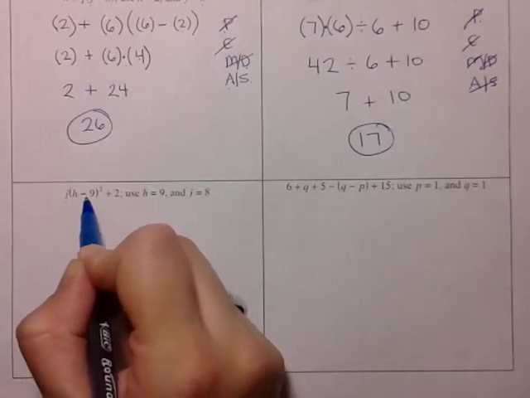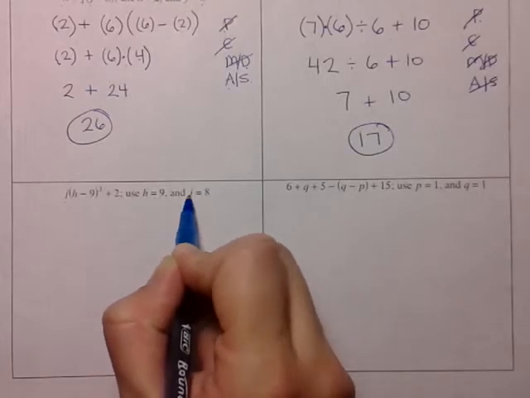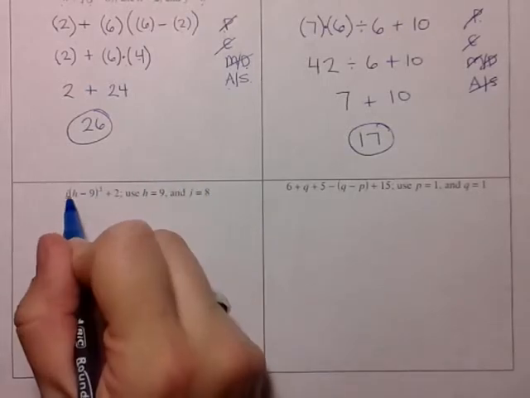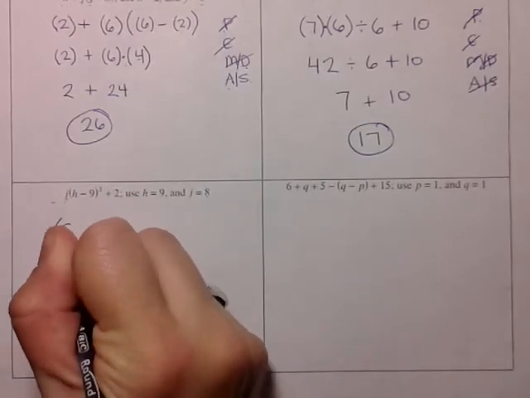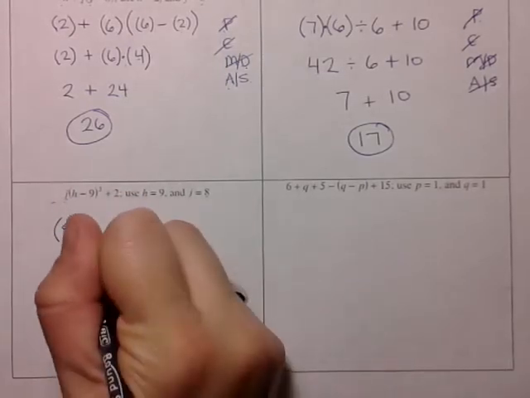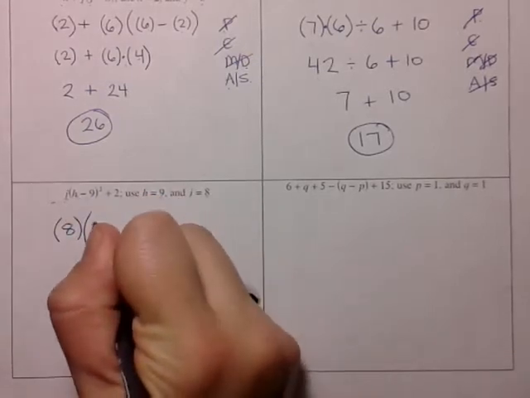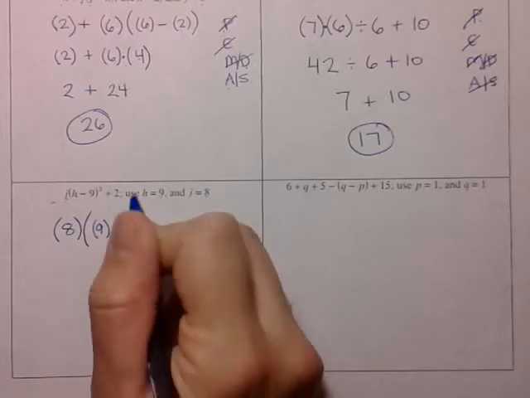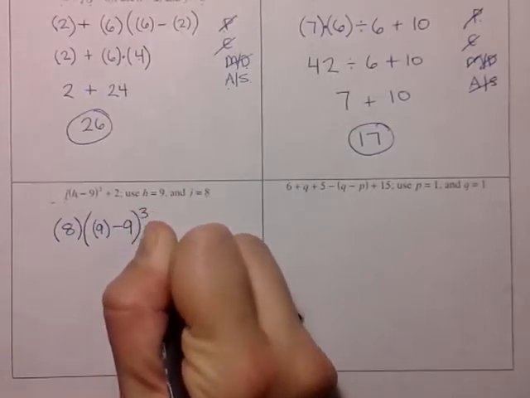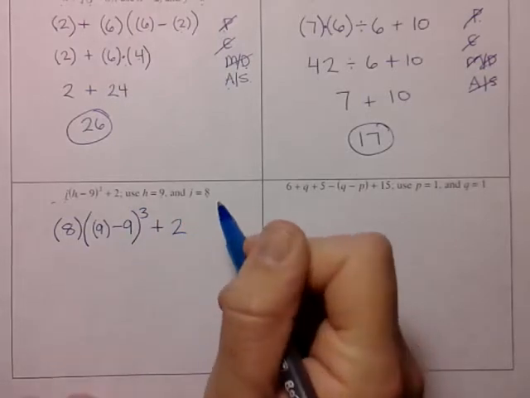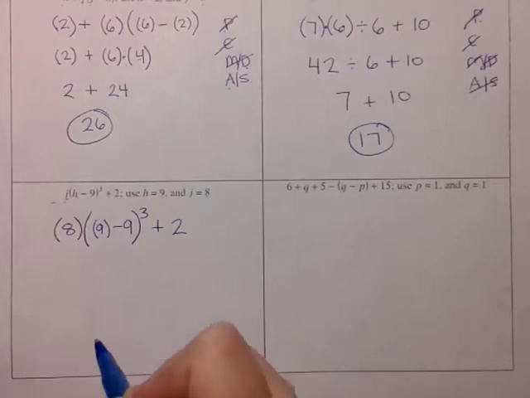j times h minus 9, cubed, plus 2. Use h equals 9 and j equals 8. Here we go. j is 8, so I'm going to take out the j, put in the 8 in parentheses. Always plug in parentheses. Now I have h, so I'm going to plug into small parentheses. 9 minus 9, close parentheses, cubed plus 2. The reason I made these parentheses bigger is so that I could fit the little parentheses in there.